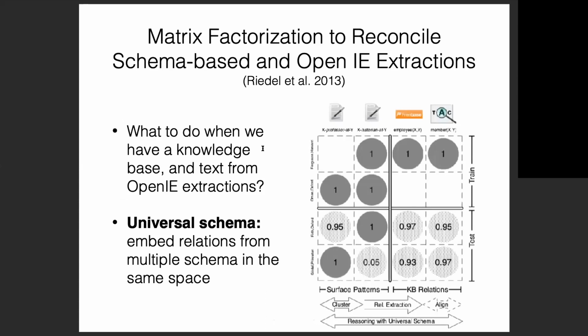To give an example of this, we have OpenIE extractions on the left side here. And then we have Freebase extractions, which might be from one particular schema. And then we also have TAC extractions, which might be from some other schema. By doing this, basically, we can put all of these together into one big tensor. And once we put them together in one big tensor, we can then do matrix completion and try to fill in the missing spaces.